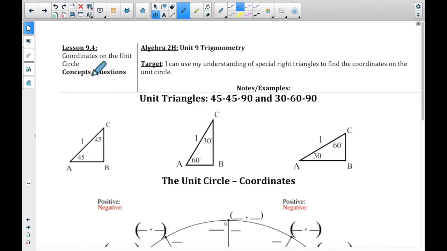Hi everybody, this video is going to talk about lesson 9.3, which is putting coordinates on the unit circle.